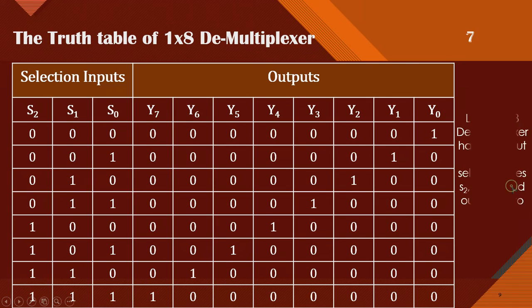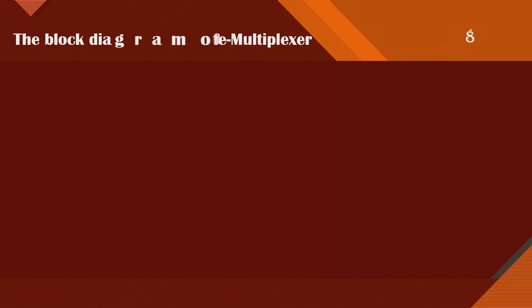Now we come to the next slide. But before that, the 1 into 8 demultiplexer has one input I, 3 selection lines, S1, S0 and S2, and outputs Y7 to Y0. So we have already seen that. Now we come to the block diagram of the 1 into 8 demultiplexer.